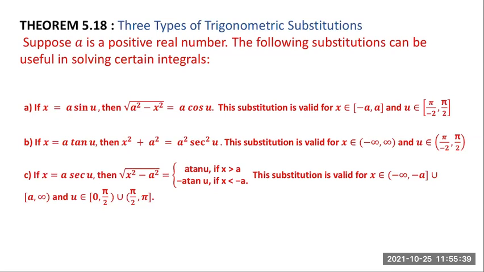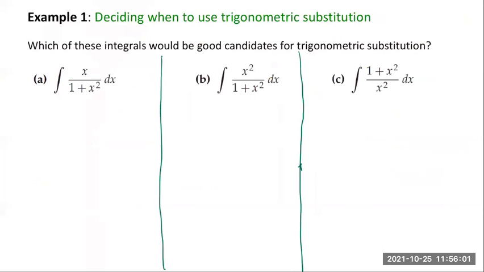And by the way, this substitution is valid for x in the intersection of these two intervals and u in the intersection of these two intervals. That is for the same reason that I explained in the previous two parts. All right, now we are going to look at some examples. Let's go over this example.